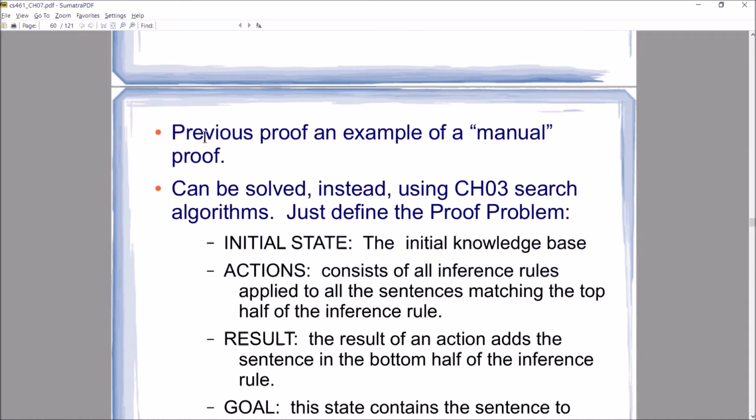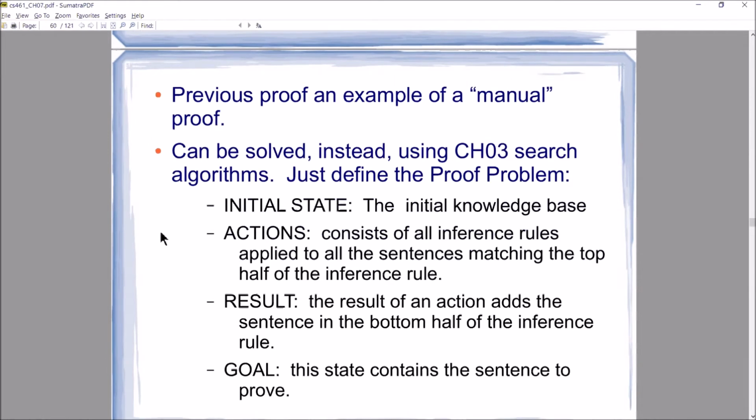But you don't have to do proofs by hand. So in chapter 3, we had all of those search algorithms. You can use those. This is what's really the coolest part about the whole chapter to me, that you can use those search algorithms from chapter 3 to do proofs. So how? Well, you have to define a proof problem. Remember all those different things that we had to spell out: what was the initial state, what are the actions, result, goal, all that kind of stuff.